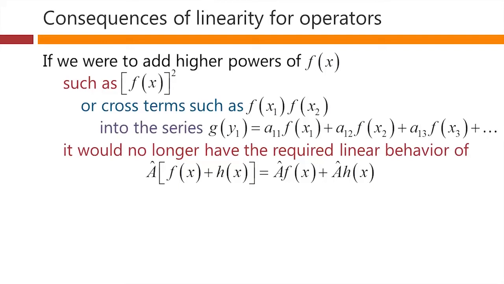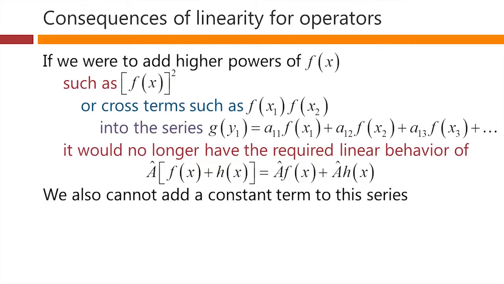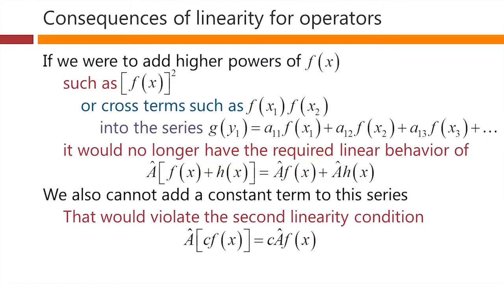behavior. The key point is that f of x plus h of x all squared is not the same thing as f of x squared plus h of x squared. There would be cross terms as well on this side that would not exist on that side, so this would not work. We also cannot add a constant term to this series. That would violate the second linearity condition.